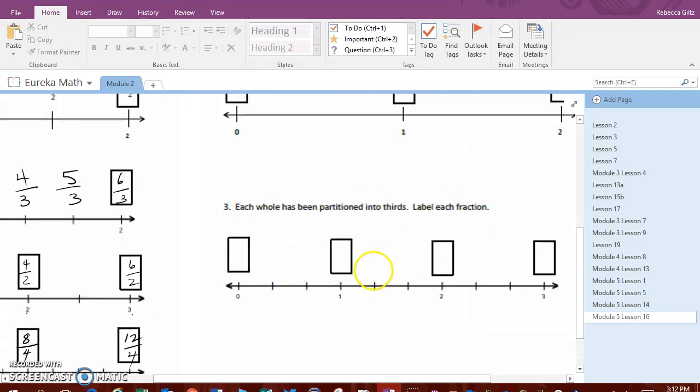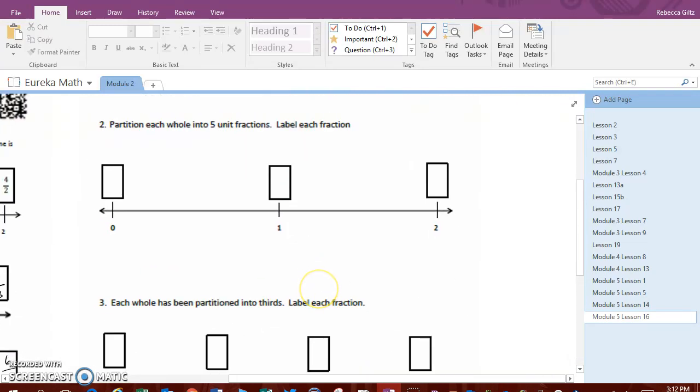Okay, let's go to the back side. Partition each whole into 5 unit fractions. Label each fraction. So partition means to divide up into 5 fractions. So we need to make 4 lines here. 1, 2, 3, 4, and then count your sections. So between tick marks, I've got 1, 2, 3, 4, 5. Okay. So I'm talking about fifths.